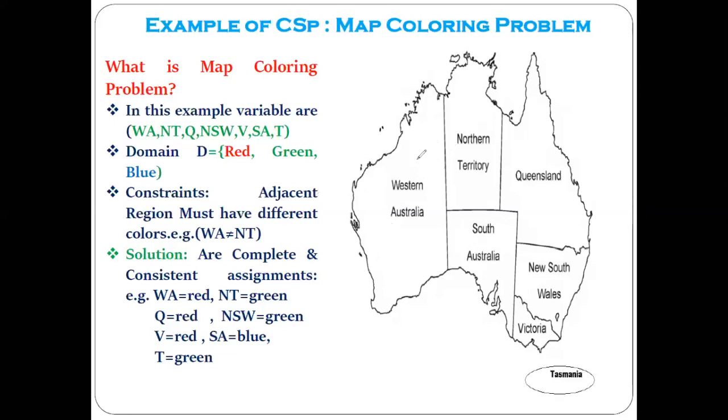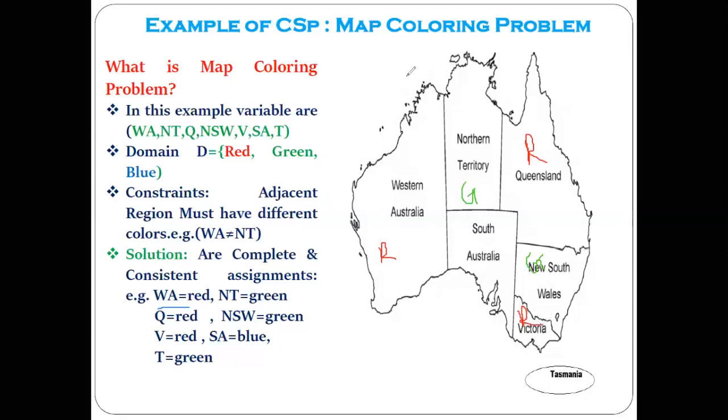Here, as we have seen, when you try to solve this problem, we get stuck at this point, and again you need to backtrack and try to solve it another way. Suppose we have backtracked, we consider red for the WA, then green for the NT, and then red for the Queensland. Can we consider red for Queensland? Then green for NSW. Can we consider green for NSW? Then red for Victoria. Can we give red here? Then blue for South Australia.